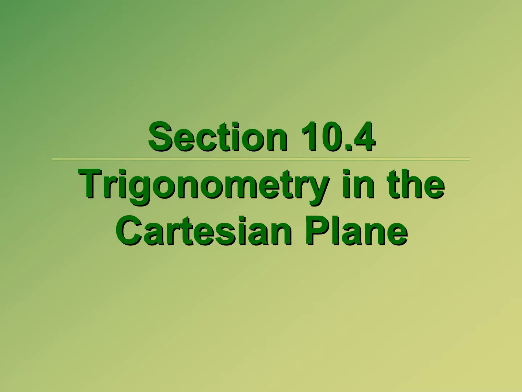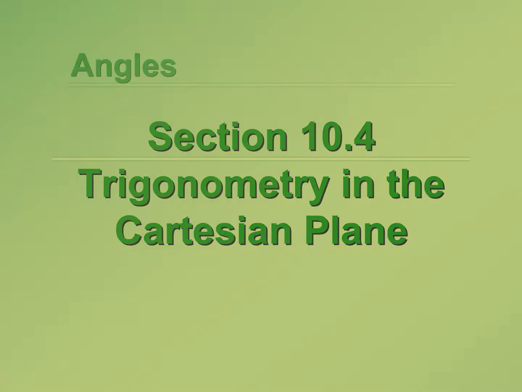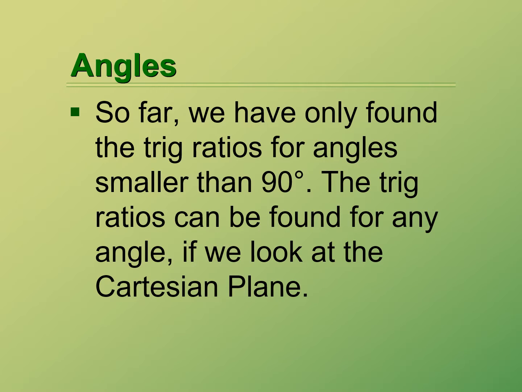How to use trigonometry in the Cartesian plane. So it's using x and y coordinates. So far we have found trig ratios for angles that are smaller than 90 degrees. However, we can find the ratio for any angle, even if it's bigger than 90 degrees, if we look at the Cartesian plane.